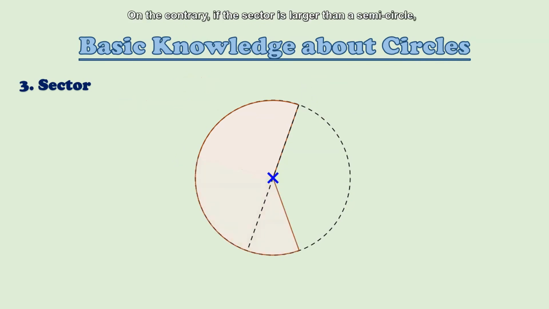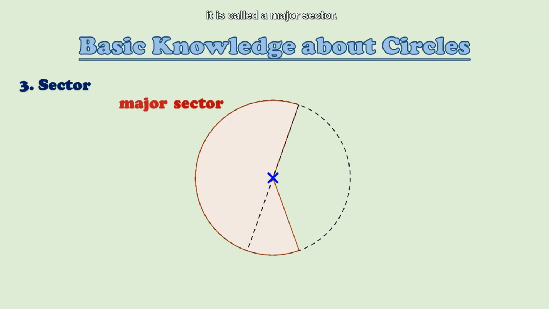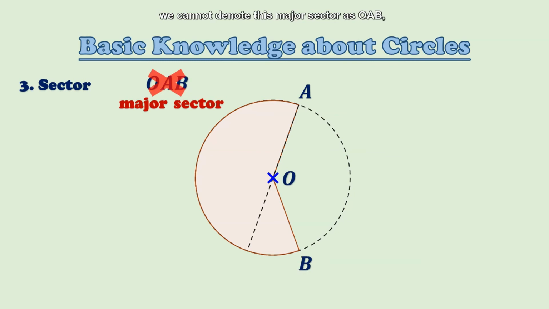On the contrary, if the sector is larger than a semicircle, it is called a major sector. Similar to major arcs, if these points are O, A, and B, we cannot denote this major sector as OAB, as OAB refers to the minor sector on the right. In order to denote the major sector on the left, we need to have another point on the arc. Suppose we have point P here, then the major sector can be represented as OAPB.